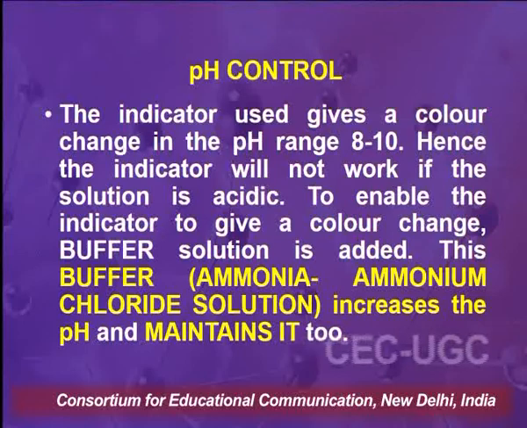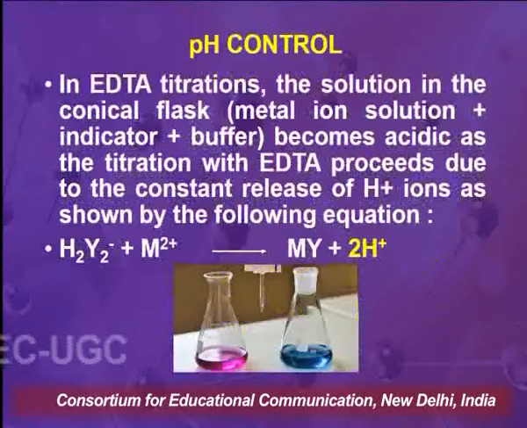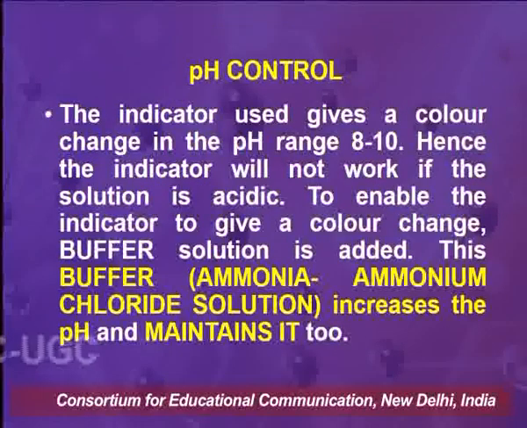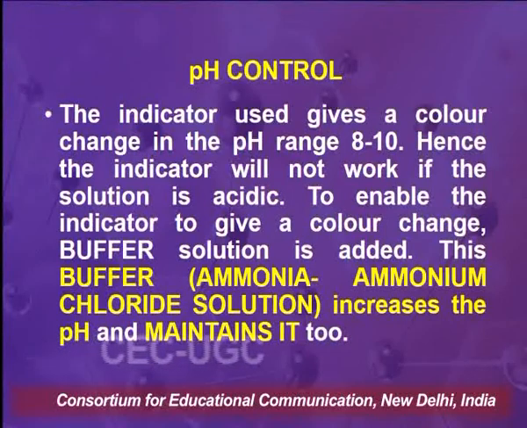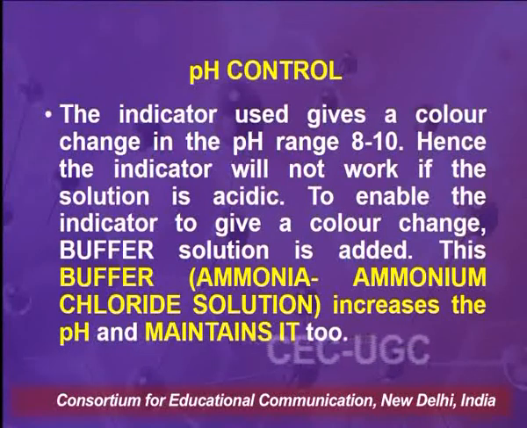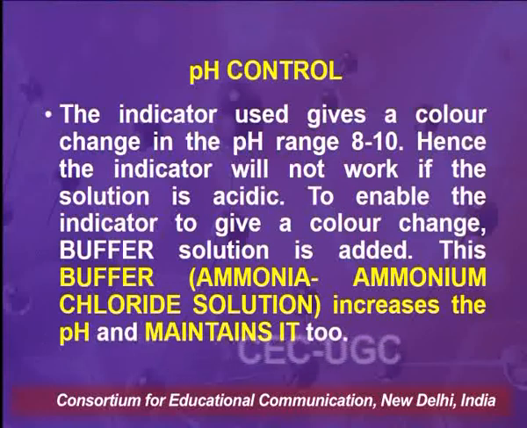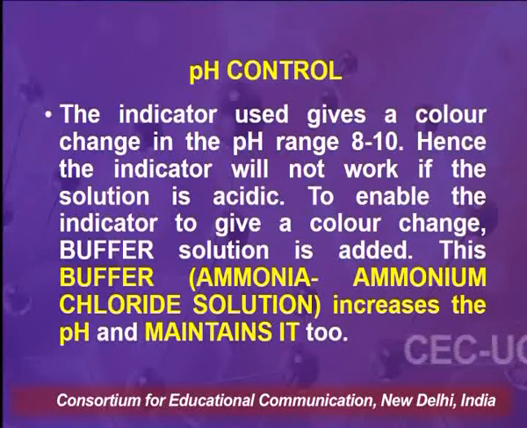Why do we say maintaining the pH is important? Because the pH is constantly decreasing throughout the titration process, which is evident from the equation. So, to maintain that pH, first of all increasing the pH because the pH has decreased due to the release of protons, and since this is a continuous ongoing process, the maintenance of the pH to a range of 8 to 10 is also necessary. For that, buffer needs to be added.